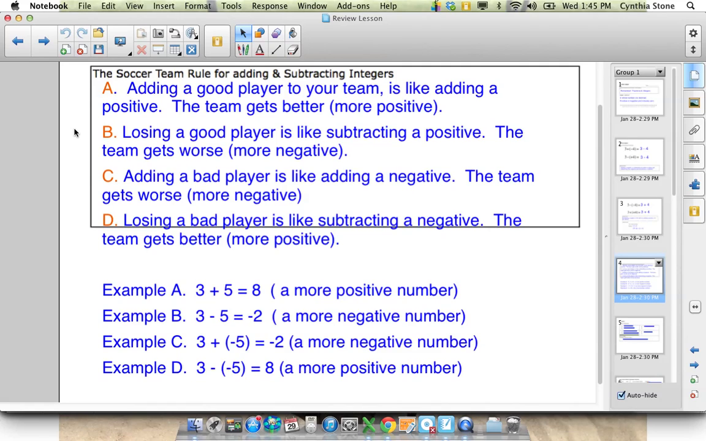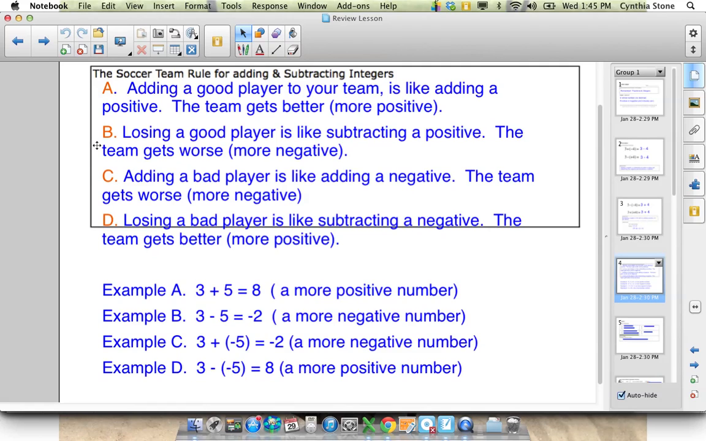If you think about a soccer team, imagine you have a soccer team and you add a good player to your team. That's like adding a positive. So if you're adding a positive, your team becomes better. It becomes more positive. My example of that is, imagine 3 is your existing team. You add a good player, you add a positive, you end up with a more positive. And when I say more positive, it's more positive than 3 because it's a bigger number.